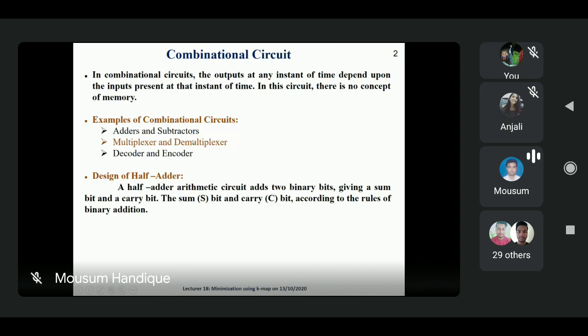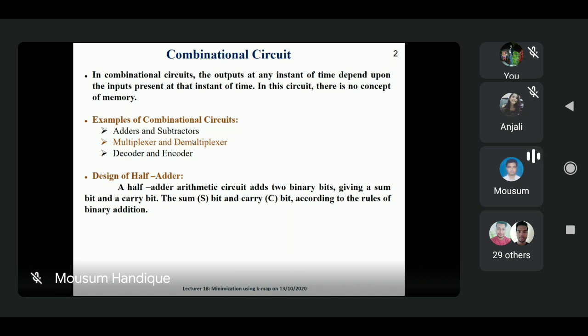What happened is you are getting a different type of sentence, but the concept is the same and the logic is the same. Okay. Now, what is a combinational circuit? You can read this particular point and automatically understand what I mean to say.